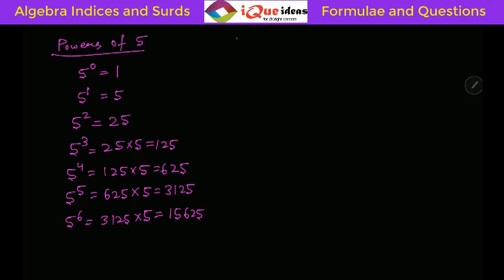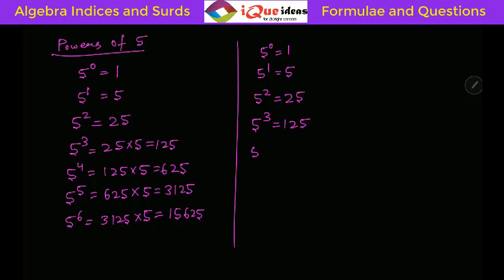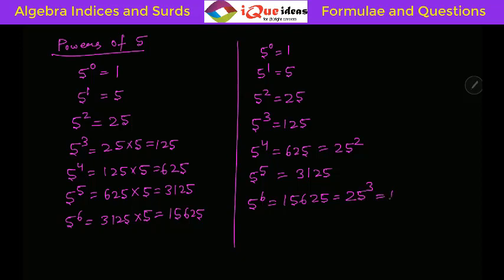15625. Right? So if you summarize, it is 5 to the power 0 equal to 1, 5 to the power 1 equal to 5. Then 5 to the power 2 is equal to 25. 5 to the power 3 is equal to 125. 5 to the power 4 is equal to 625, which is also equal to 25 square, right? Then 5 to the power 5 is 3125. Okay, 5 to the power 6 is 15625. If you notice, it is also equal to 25 to the power 3 as well as 125 square, right?